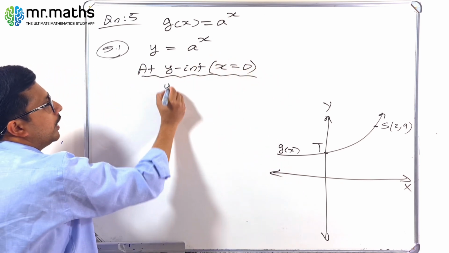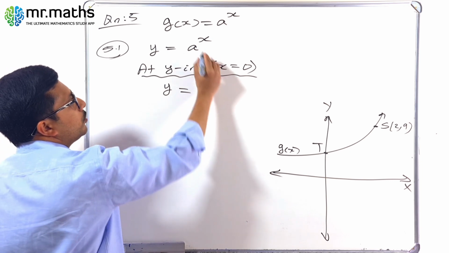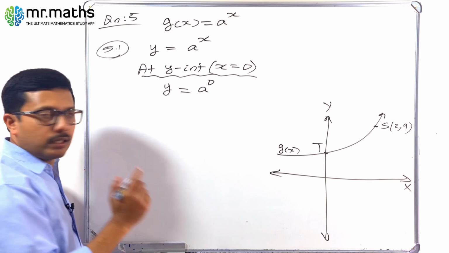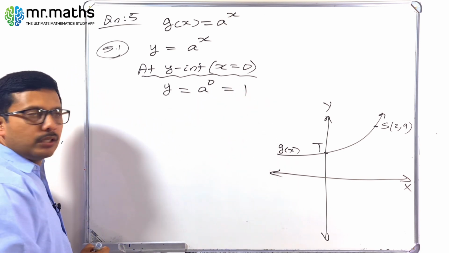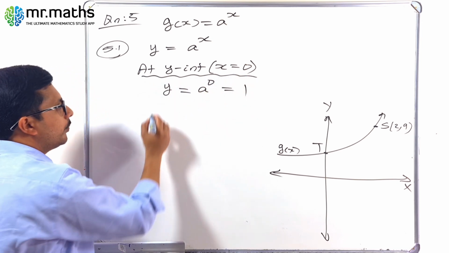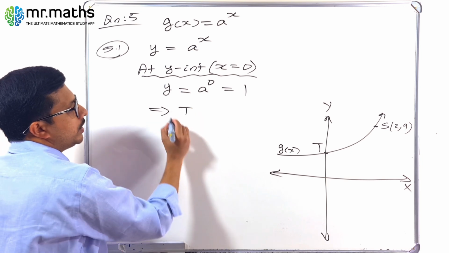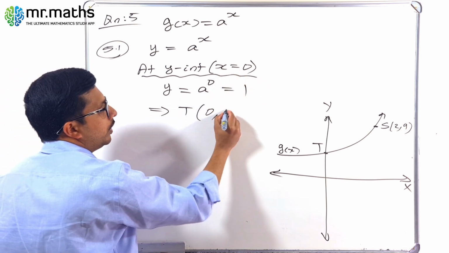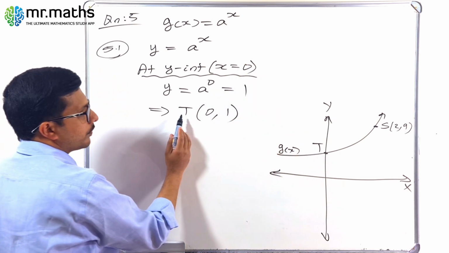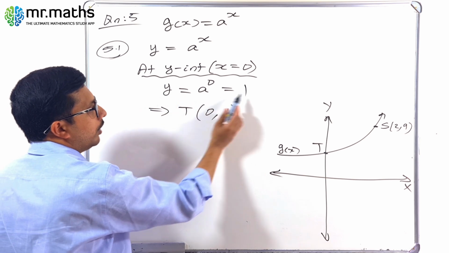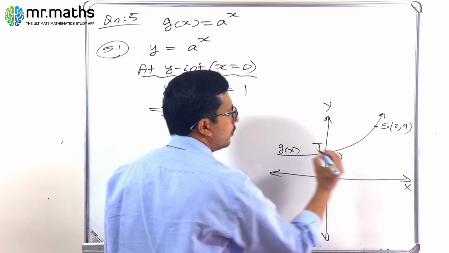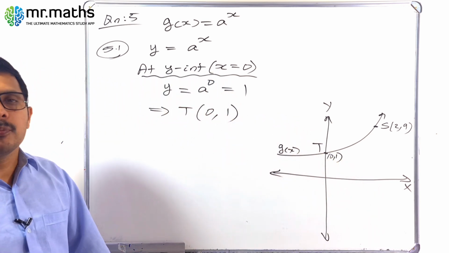So we can substitute x as 0. y is equal to a raised to x, and I substituted x as 0. Any number raised to 0 is 1, am I right? So a raised to 0 is 1. So at the y-intercept, x is 0 and the y value is 1. It implies that T is the y-intercept, with x value 0 and y value 1. So this point is (0, 1). That is question number 5.1.